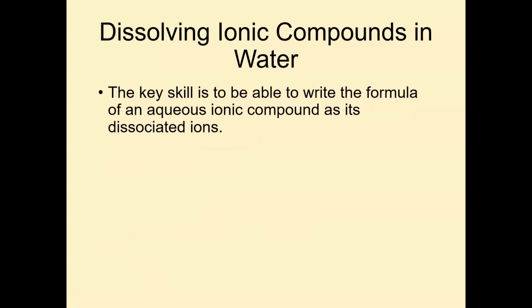The key skill that we want to develop out of all of this is the ability to write the formula of an aqueous ionic compound in its dissociated ions. What do I mean by that? If I take a mole of sodium chloride and dissolve it in water, I could write NaCl aqueous. But what really exists in solution is what we call the dissociated form, in which it has dissociated into a mole of sodium cations and a mole of chloride anions.